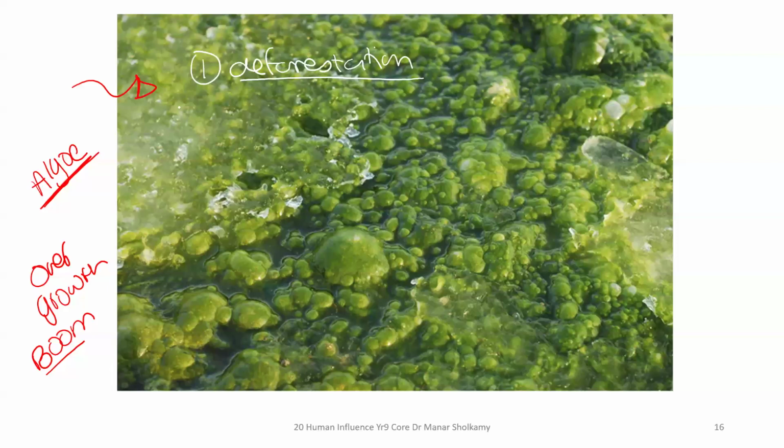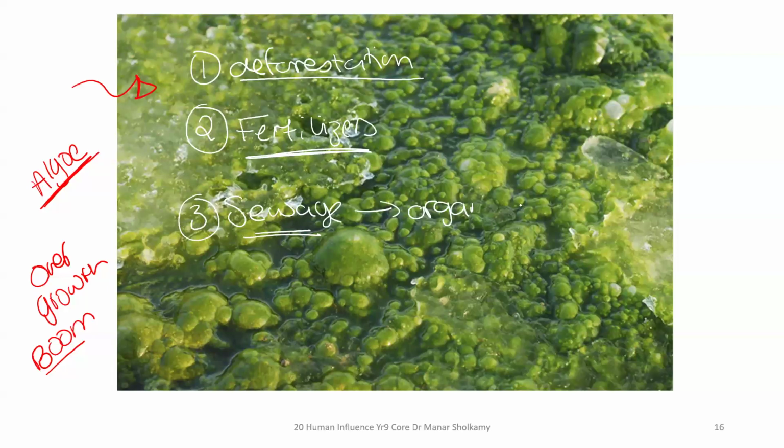Something else that will cause eutrophication is excessive use of fertilizers. Too much fertilizer will run off to the river and will cause eutrophication. Number three, throwing sewage into the rivers. I think you know what sewage is, because sewage contains organic matter and lots of nitrates, and it will lead to the same consequences. Not only that, sewage also contains lots of bacteria that will cause disease.